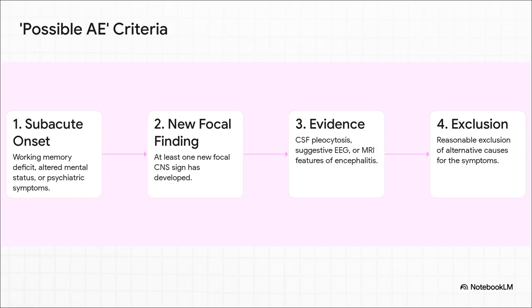Think of these criteria as your clinical license to act. Let's say your patient has rapidly worsening confusion. That's your subacute onset. You notice a subtle new facial droop. That's your focal finding. Their spinal tap shows 10 white cells, which is evidence of inflammation. And you've reasonably ruled out other obvious causes. That patient right there meets the criteria for possible AE. And that means you have a mandate to start high-dose steroids or IVIG today, right now. You do not wait the 7 to 10 days for that antibody panel to come back. You are treating a neurologic emergency and the clock is ticking.